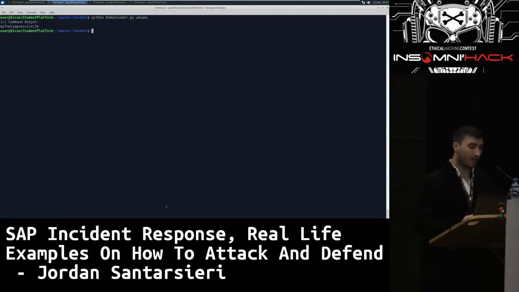For example, whoami. That shows that I'm running operating system commands under the privileges of the user that is running the SAP system. From here, I can corrupt the kernel. I can abuse the trust relationship and jump directly to the database to execute queries. I can shut down the SAP system. I can do whatever I want.